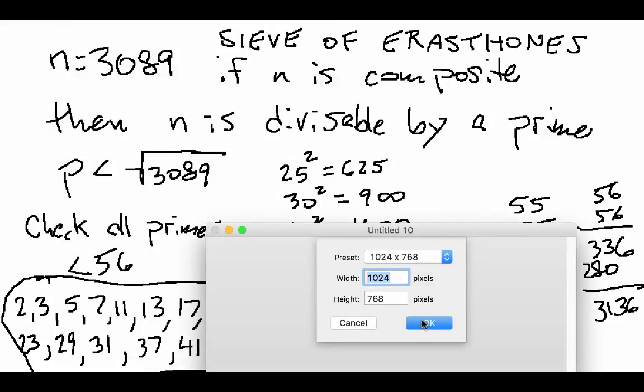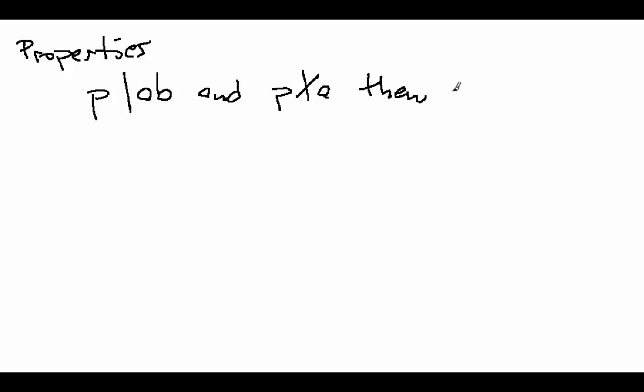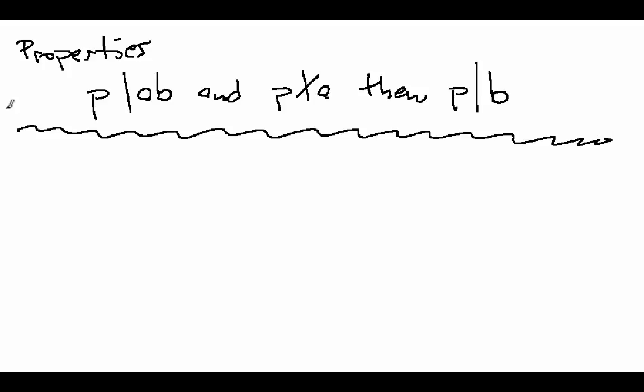There are a couple of other things I want to state here. So some properties about prime numbers. I want to say if P divides A times B, and P doesn't divide A, then P must divide B. And I'll just ask you to think about that. Here's another thing I want to talk about. I want to talk about this thing called the greatest common divisor.